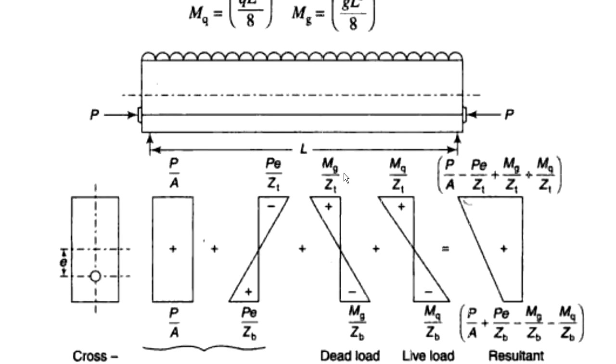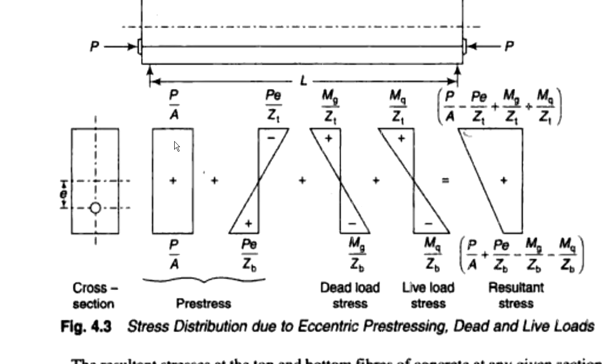So you can see Mg divided by ZT at the top, Mg divided by ZB at the bottom, Mq divided by ZT at the top, Mq divided by ZB at the bottom. These are the stress distribution diagrams. Finally you can see this is the effect due to pre-stressing force, this is the effect due to eccentricity, this is the effect due to dead load, this is the effect due to live load.